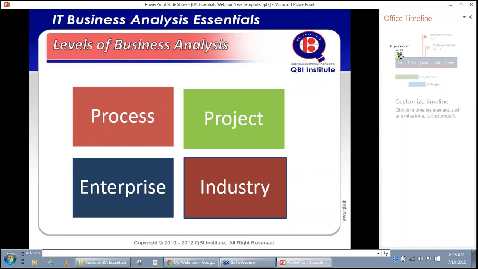Let's now learn what are the levels of business analysis. Business analysis is conducted at 4 levels. These are process, project, enterprise, and industry. So just see, a project can have many processes. Within an enterprise, there can be many projects going on simultaneously. And then also, an enterprise is part of a larger industry. So when we do analysis, we can focus at these four levels.